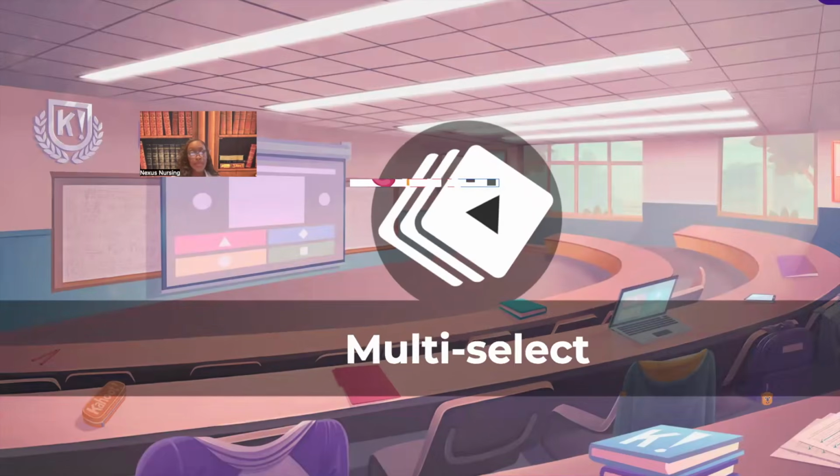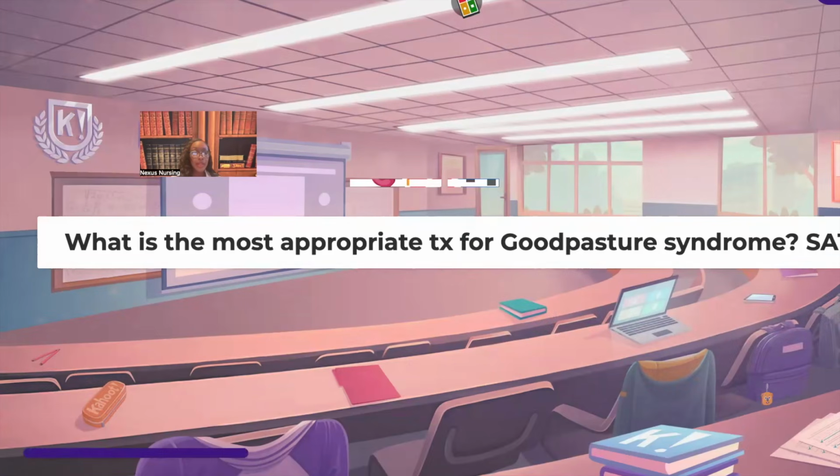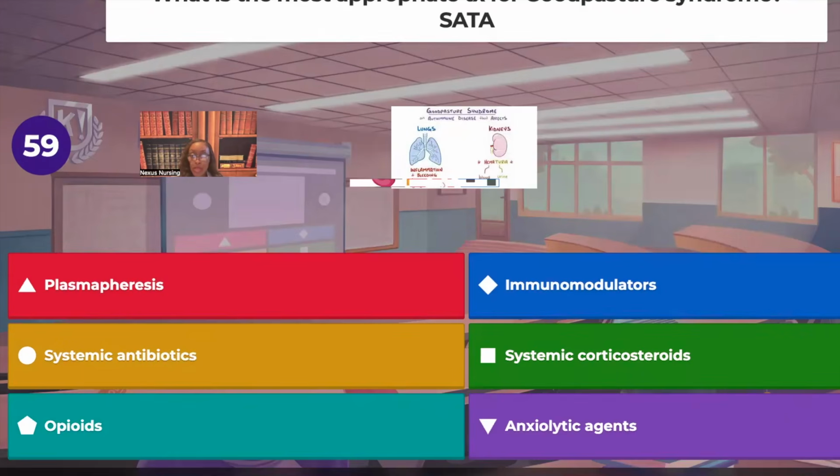Next, select all that apply. What is the most appropriate treatment for Goodpasture syndrome? Plasmapheresis, immunomodulators, systemic antibiotics, systemic corticosteroids, opioids, anxiolytic agents. What is the most appropriate treatment for Goodpasture's syndrome? Select all that apply.